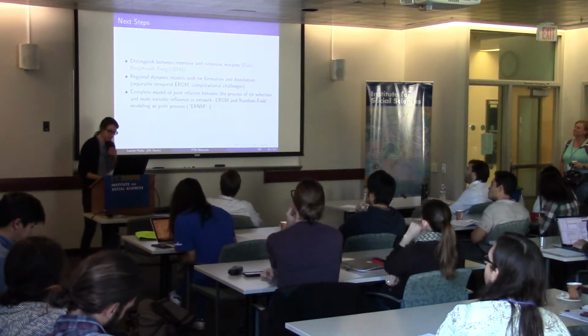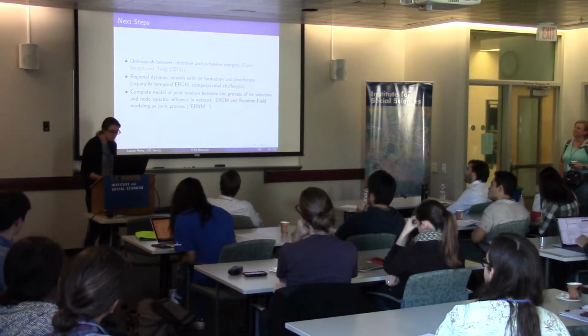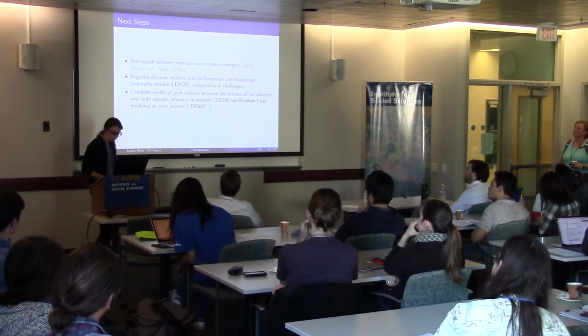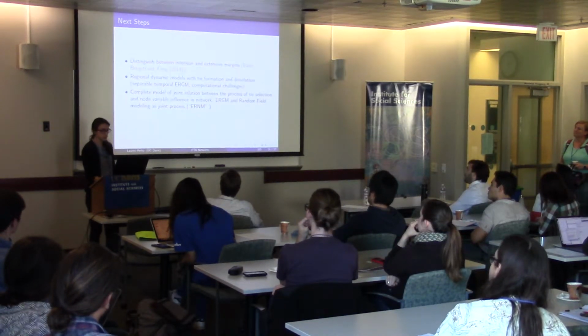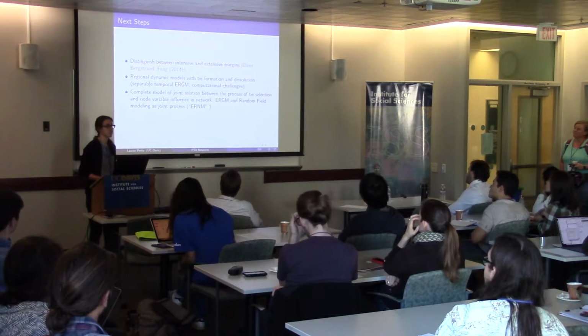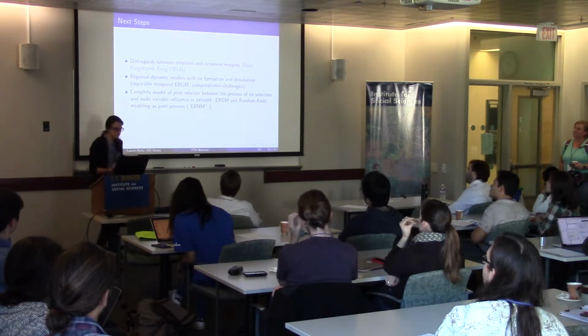And then finally, I've spent some time working on estimating the joint relation between tie selection and node variable influence in the network. Several statisticians have been working on a model that combines the ERGM with random field modeling, and this is an area of active research which I've tried applying to my data.